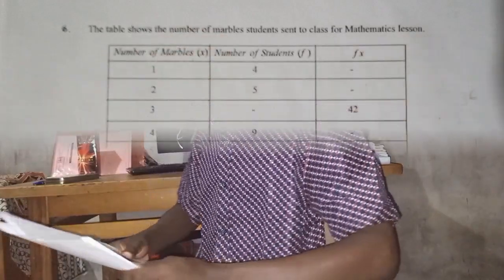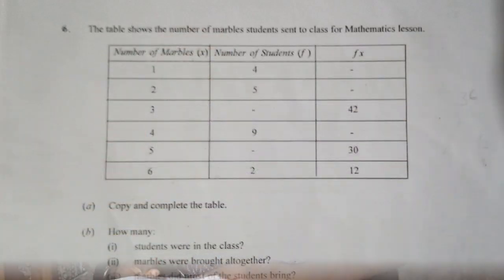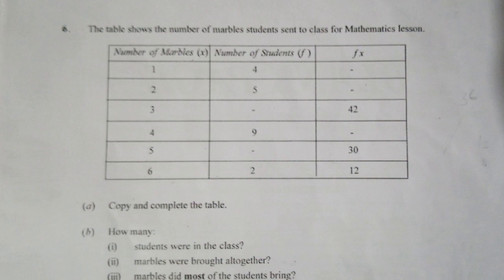On to our last question, final set, which is question number 6, the last question for paper 2. The table shows the number of marbles students sent to the class for mathematics lesson. The number of marbles x, number of students f, and we have fx. 1 for the number of marbles, 4 for the number of students, and there's a blank space for fx. And 2 for the number of marbles, 5 for the number of students, and there's a blank space for fx.